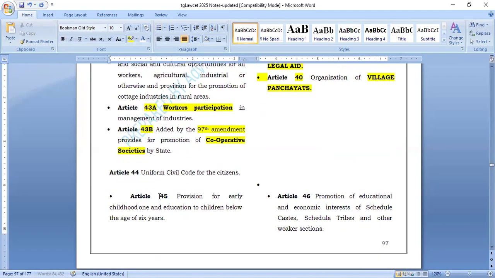What is Article 45? Provision for early childhood care and education to children below the age of 6. So early childhood, you have to remember, and below the age of 6 years.